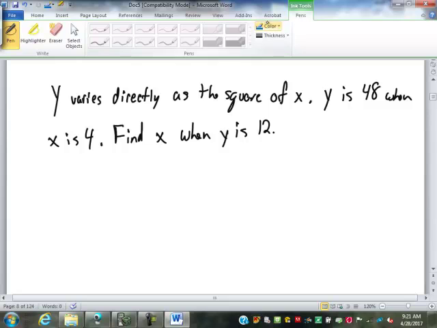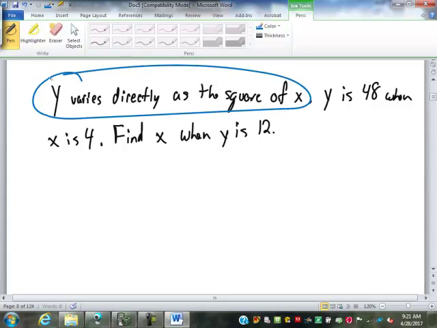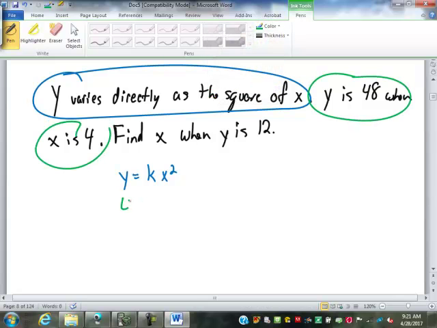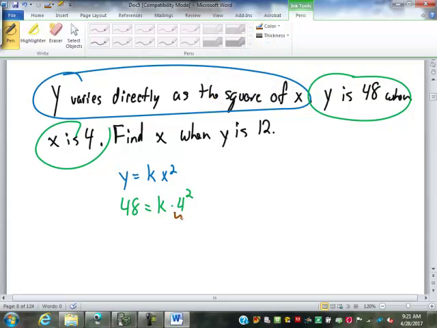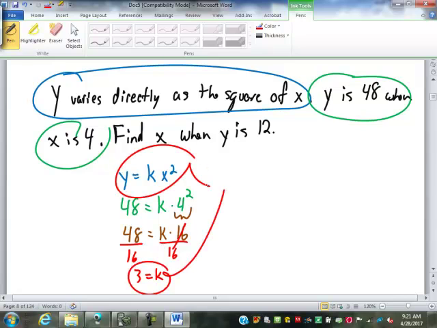Okay, let's take a quick peek, then we'll take our break here. Y varies directly with the square of x. Means y equals k times x squared. Y is 48 when x is 4. 48 goes in for y, 4 in for x. Now again, to solve, we first have to square the 4 to get 16. So 48 equals k times 16. We solve for k, we'll divide by 16. You get 3 equals k. So y equals 3 times x squared.